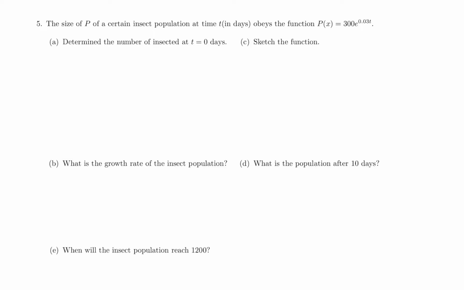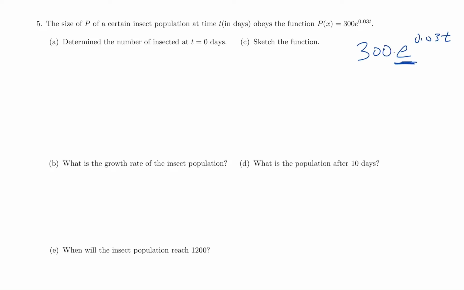Okay, so let's look at another exponential model. So the size P of a certain insect population at time t obeys this function, P of t equals 300 e to the 0.03t. So I'm going to write this a little bigger, 300 e to the 0.03t. Okay. So this is an exponential model. This is what we learned new in module 9, part 1 video, using e as a number right here.